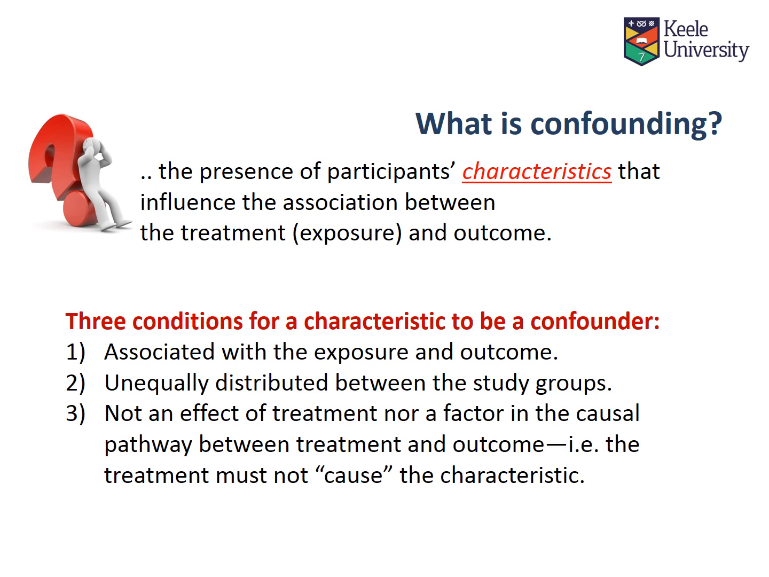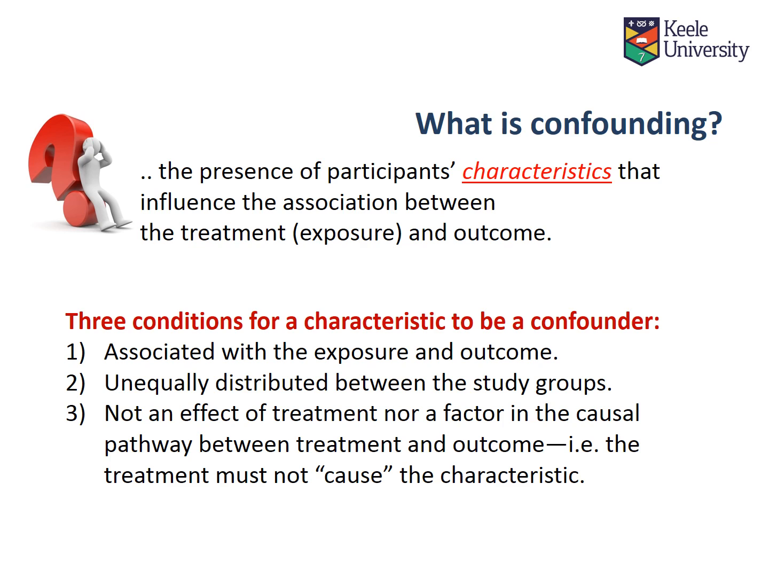There are three conditions we need to think about, and we will have an example to explain these, for a characteristic to be a confounder. So, a confounder is a characteristic, so remember this is participants' characteristics, or a feature or something there. It should be associated with both outcome and exposure. It should be unequally distributed between the study groups. If it is equally distributed, then this will not influence the outcome, but only when it is unequal. And it should not be the effect of treatment. So it's not like the treatment causes the characteristic.